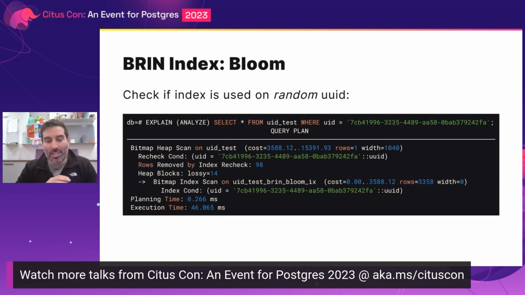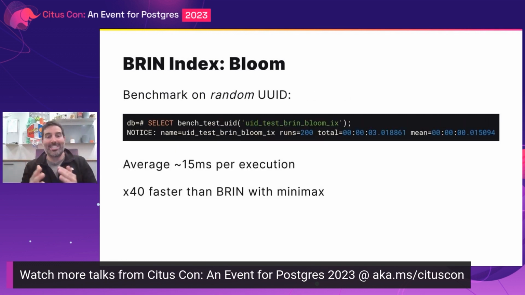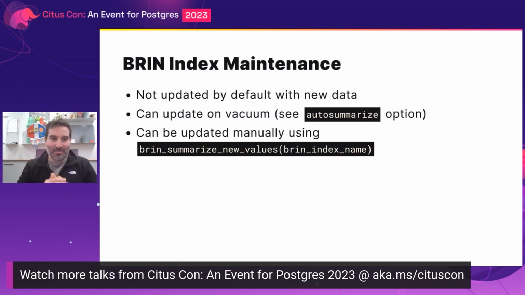Now let's try to use this index, and we execute the query. We can see that Postgres uses the index. Next, we execute the benchmark on our random UUID, and look at that, 15 milliseconds. That's a huge leap from what we saw before. That's 40 times faster than the Brin index with the min-max ops on the random UUID, okay?